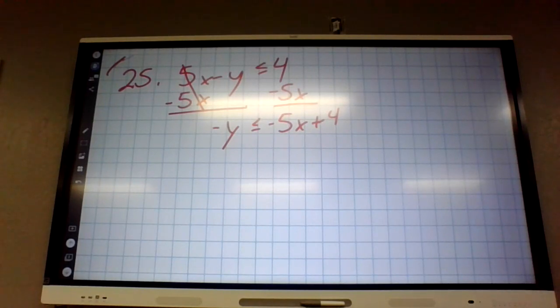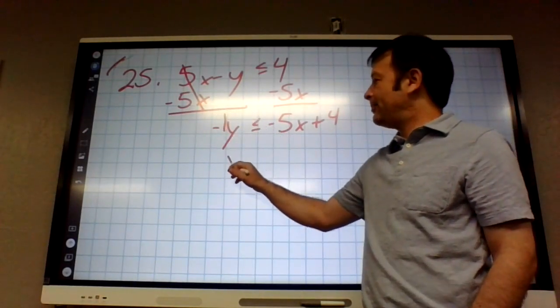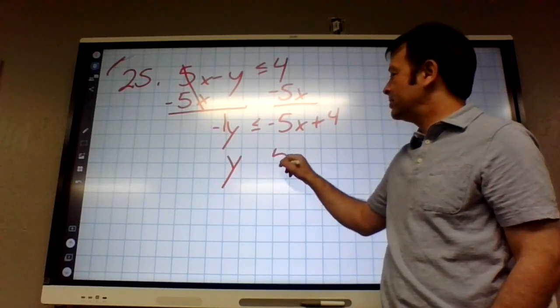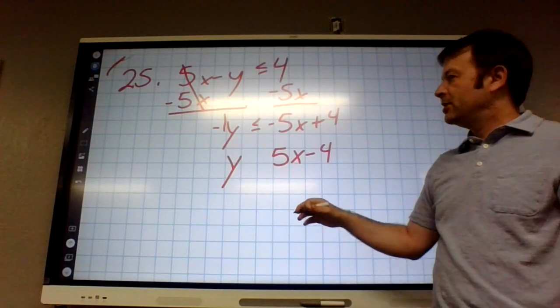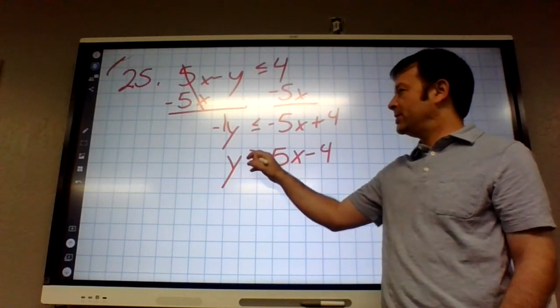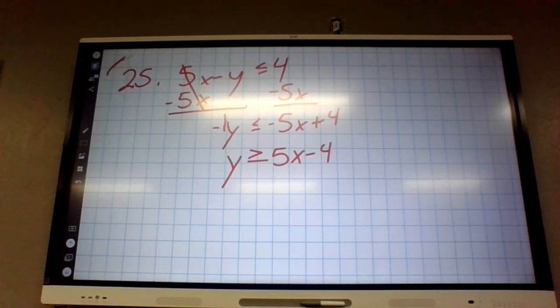What do we do with that negative in front of the y? Divide it. Yeah, basically it's a -1, so we're dividing everything by -1. But the only thing that happens when you divide by -1 is the sign switch. Positive 5x minus 4. But also when you're doing inequalities, the inequality symbol switches as well.